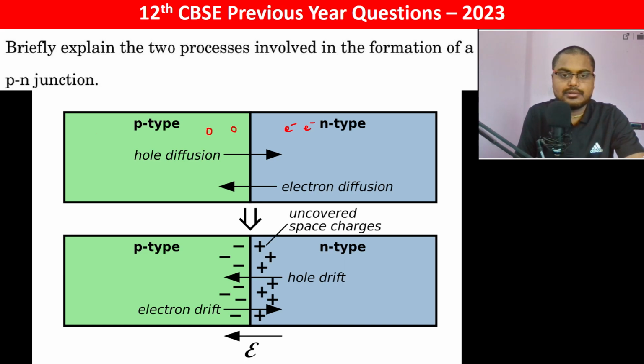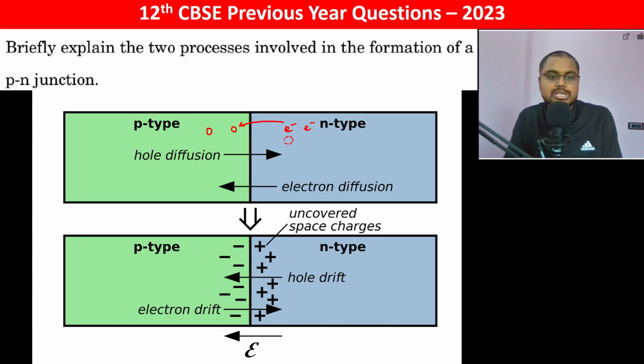Now when both of them are brought together, what happens is the electrons travel to the left side, to the p type, and the holes actually go to the n type, because if an electron goes, automatically a hole is created. So therefore we have hole diffusion and electron diffusion, which is the diffusion current.